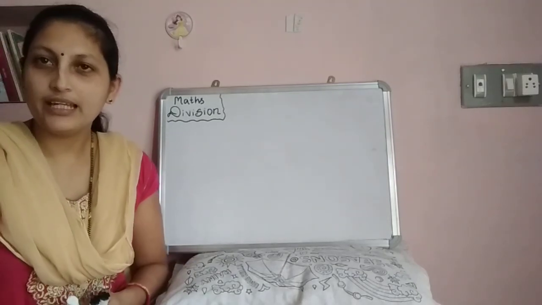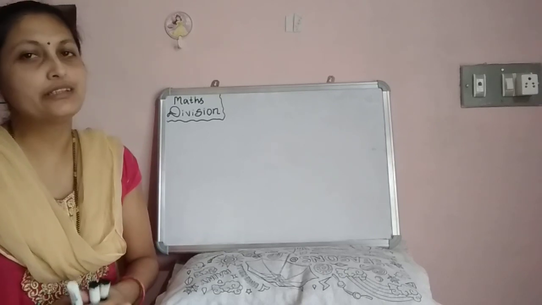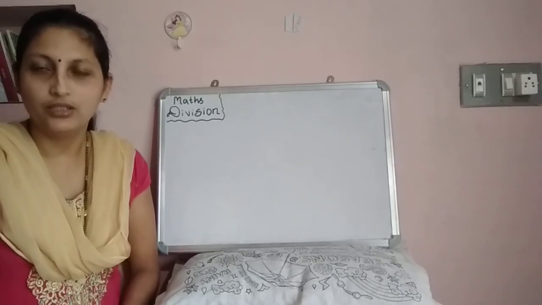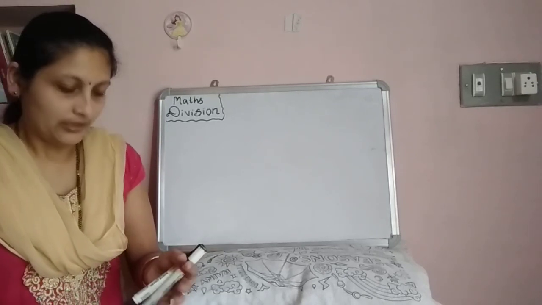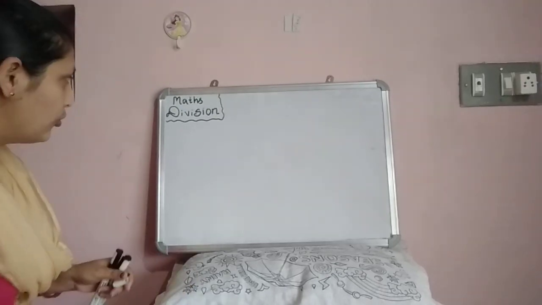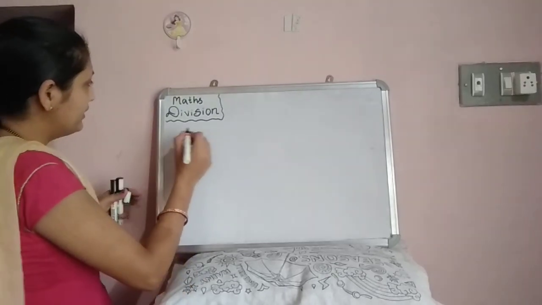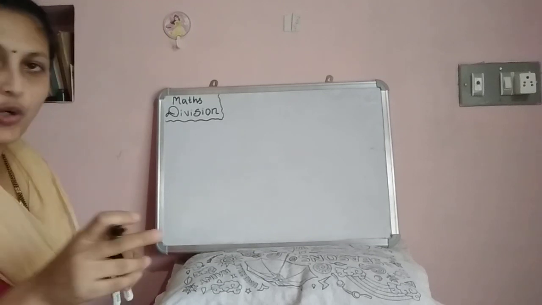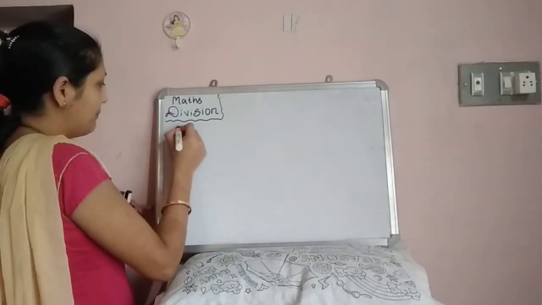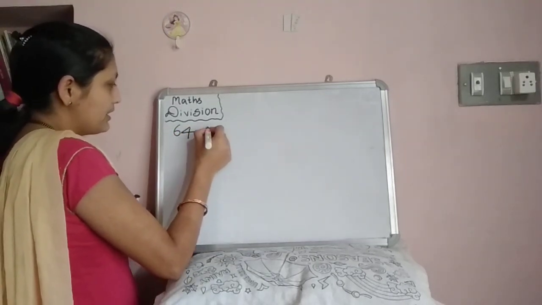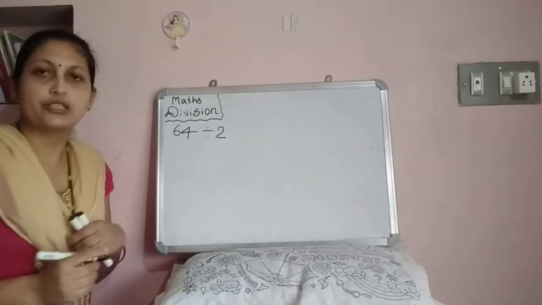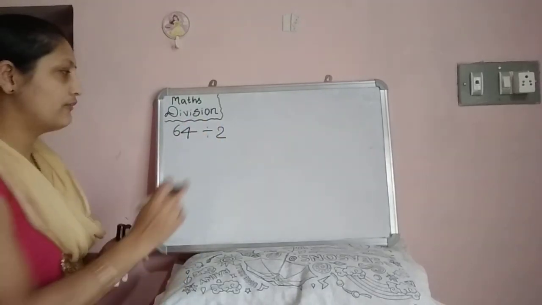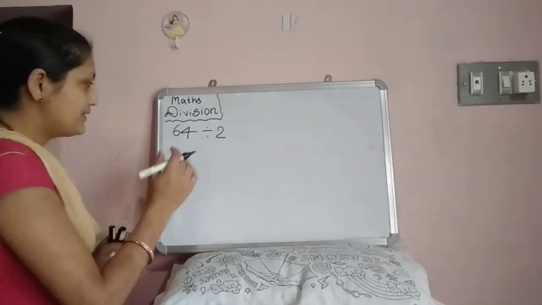So in the previous class, we have learnt about division of two-digit numbers. Hope you understood. Let us once revise, okay? So we have learned dividing the numbers by writing in the columns, isn't it? Let us see. For example, 64 divided by 2. 64 has to be shared equally among 2. So let us see how.